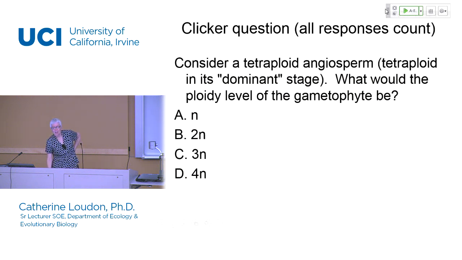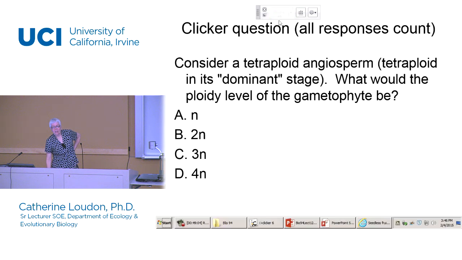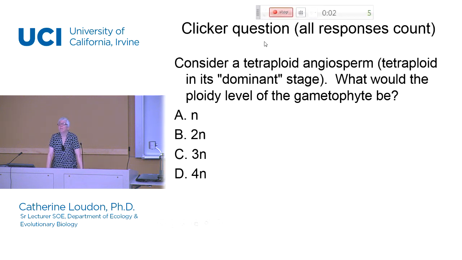But first, before we break, let's consider this clicker question. This is one that you should be able to answer. I've gone ahead and coded this as all responses count. This is an example of a former test question. Consider a tetraploid angiosperm, meaning tetraploid in its dominant stage. What would the ploidy level of the gametophyte be? What do you think? N, 2N, 3N, 4N? If you're not sure, why don't you check with your neighbors, and I'll give you 30 seconds or so, and then I'll check in with you, and I'll discuss the answer.